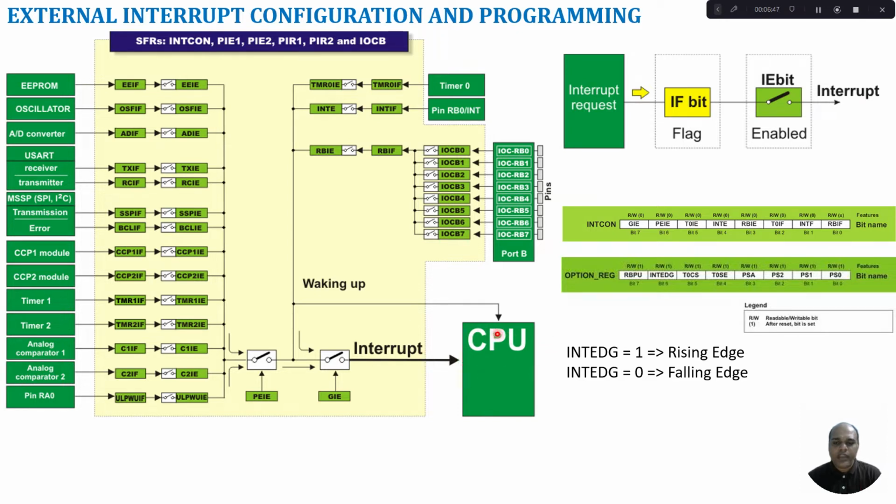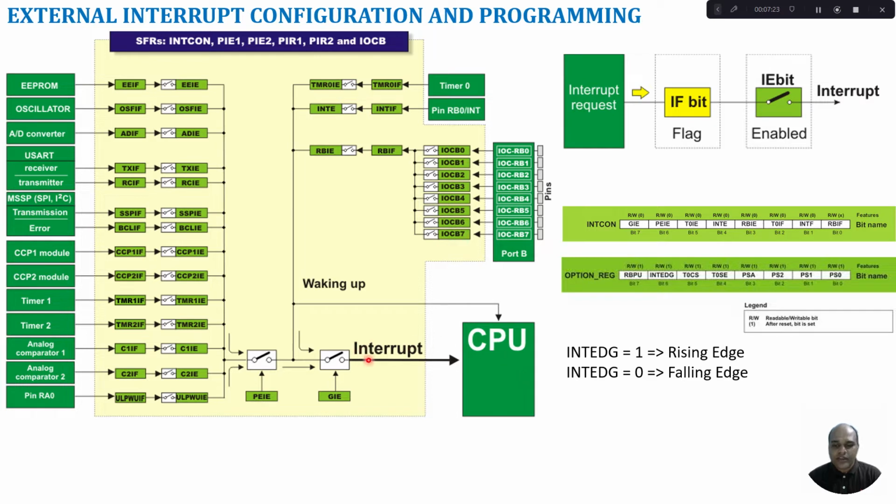Then how can a CPU differentiate whether the interrupt is from EEPROM, or from port B change interrupt, or from timers? How can it differentiate? By looking at the flag registers. You can see each and every peripheral has a flag register associated with it. So EEIF flag, which is the EEPROM interrupt flag, oscillator interrupt flag, A to D converter interrupt flag. Like that, for external interrupt also I have an external interrupt flag. By looking at these interrupt flags, the CPU can recognize which interrupt has occurred.